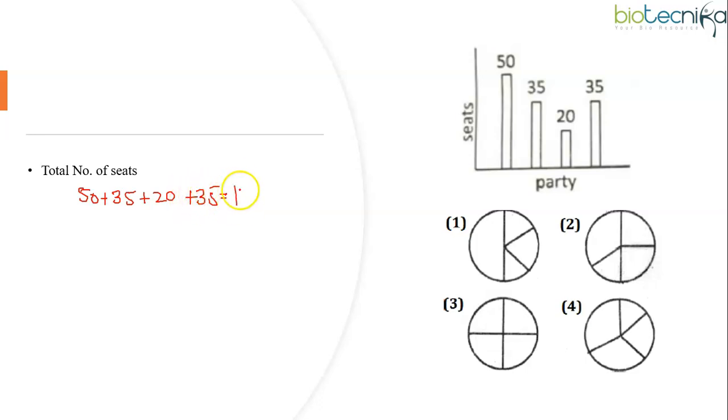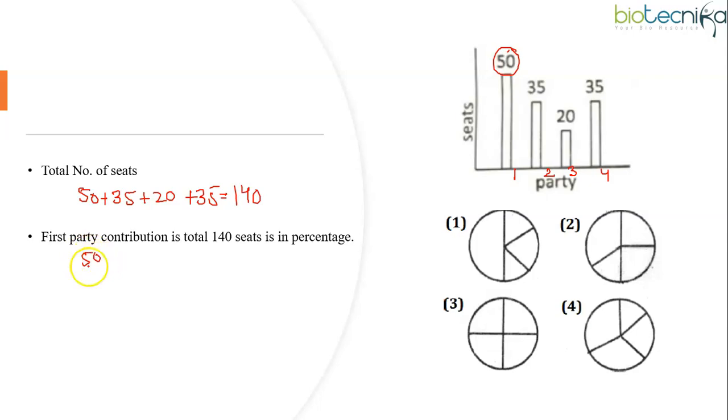So we'll get 140. Now the second step is we will calculate the contribution of each party. Let's calculate the contribution of the first party. We'll calculate it in percentage. So the first party won 50 seats out of 140. We'll multiply with 100 as we have to calculate the value in percentage. So we'll get 35.7%.